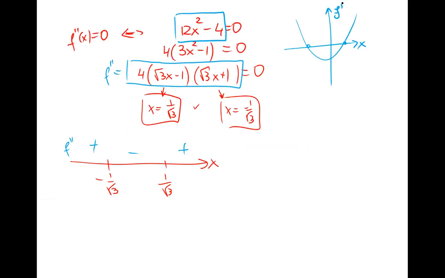Okay, that's my second derivative. -1 over square root of 3, +1 over square root of 3. This part is above, positive. This part is above, positive. This one is negative. That means you can also draw a function.